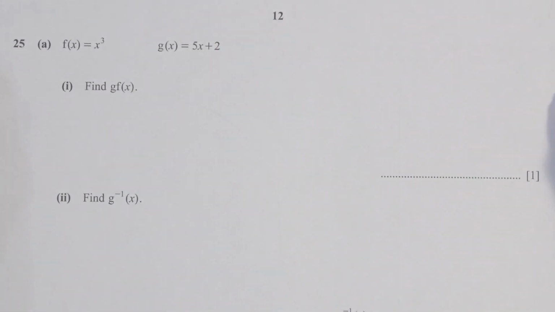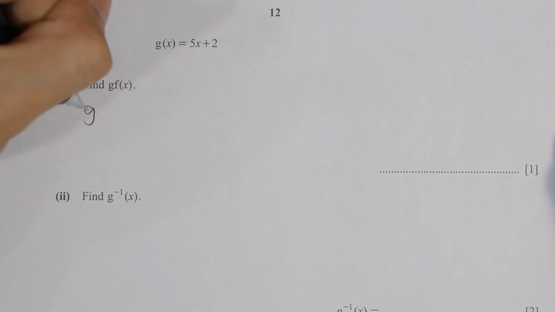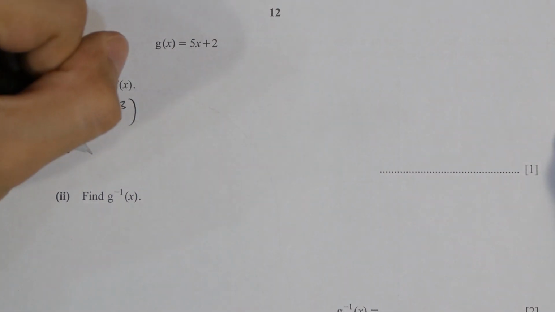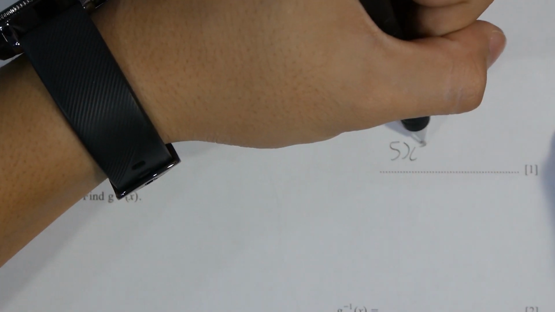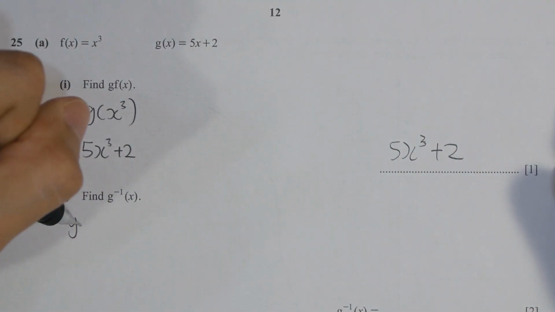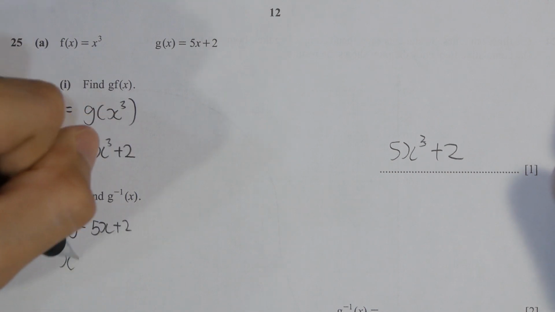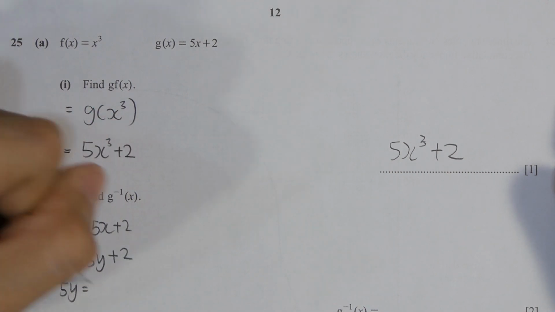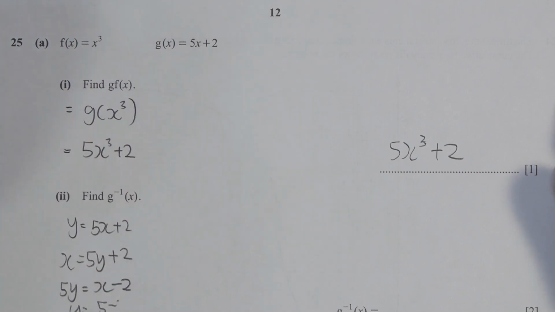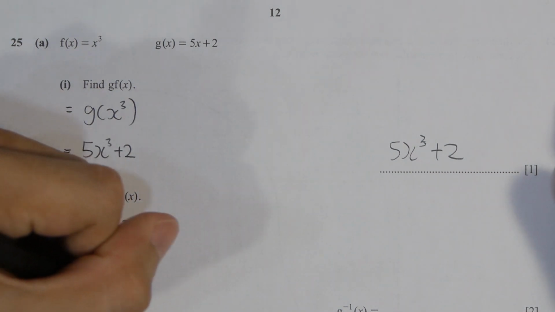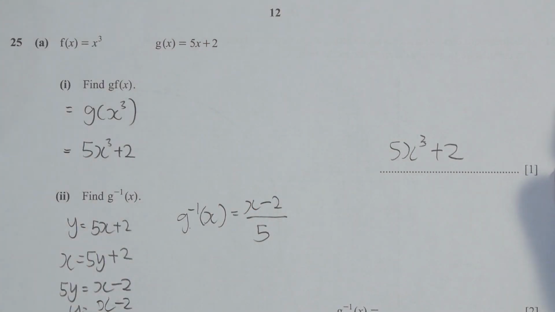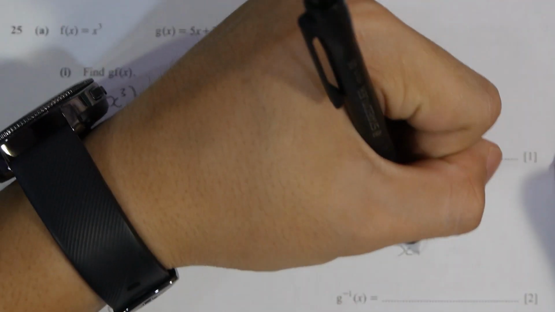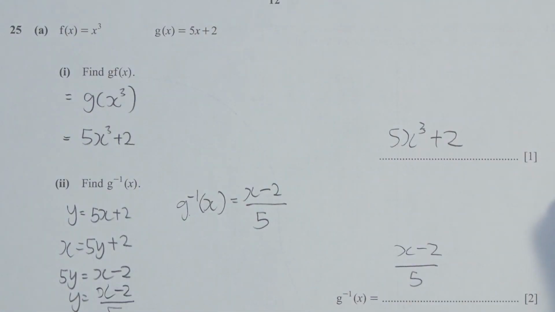For question 25, this is actually a function question. So f(x) here is actually x cubed. So substitute x cubed into the g(x) position. Then you will get 5x cubed plus 2. Whereby for you to find the inverse of g, okay, remember this 3-step. First I change g(x) into y. Then I swap the x and y's positions and rearrange to identify the new y. So the new y is actually the inverse function of g, which is (x minus 2) over 5.